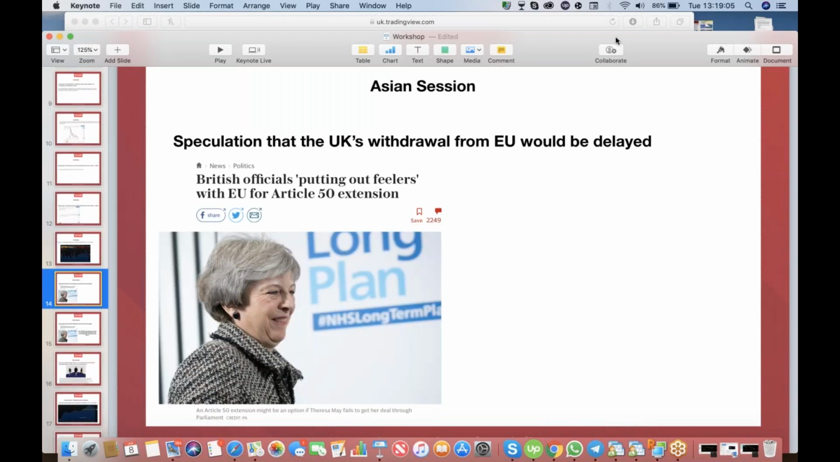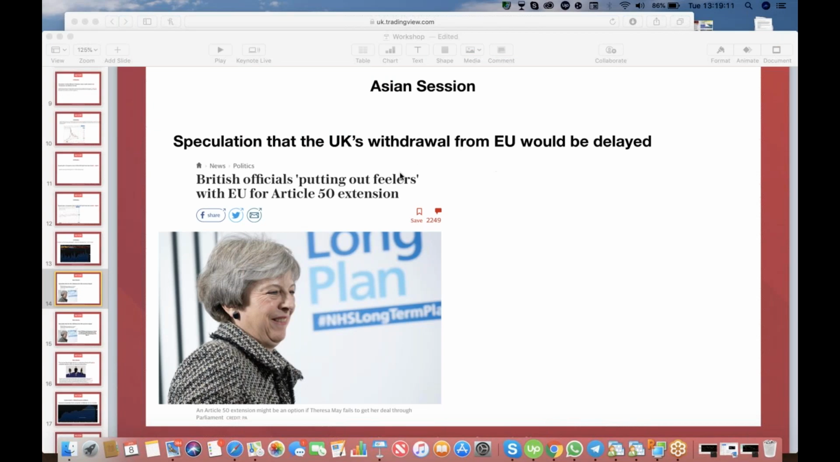Now moving into the Asian session. In the overnight Asian session, we had some speculation that the UK's withdrawal from the EU would be delayed. Just to fill you in on the picture here, Britain is leaving the European Union. These are called the Brexit negotiations, and as part of them there's something called Article 50. Article 50 is basically the deadline for the UK to leave the EU, and that's currently set for the 29th of March. However, there was some speculation that maybe the UK would delay withdrawal from the EU.